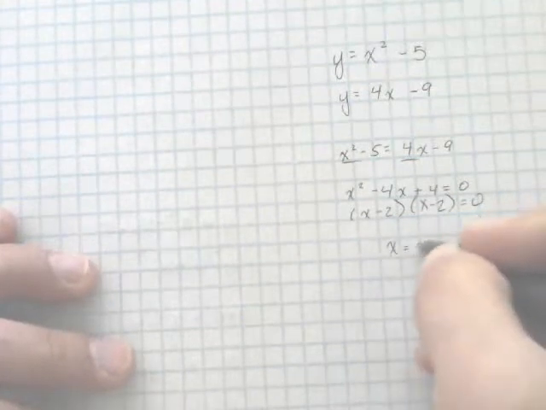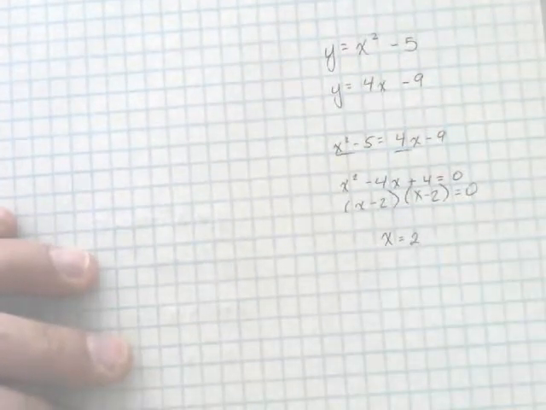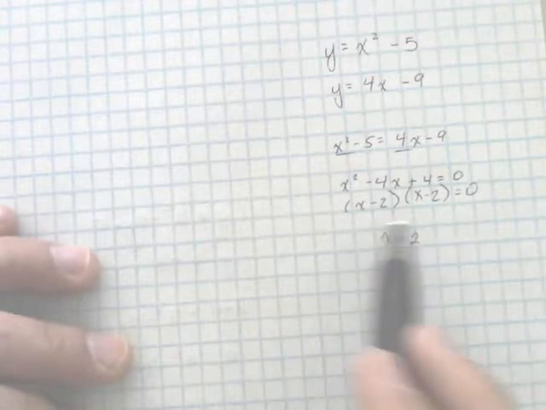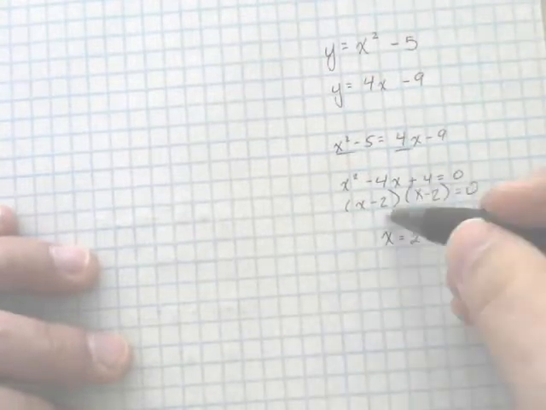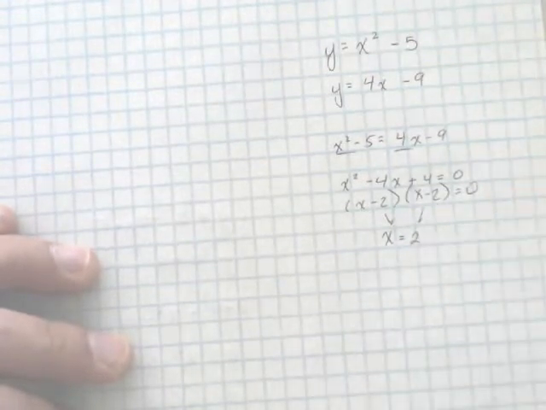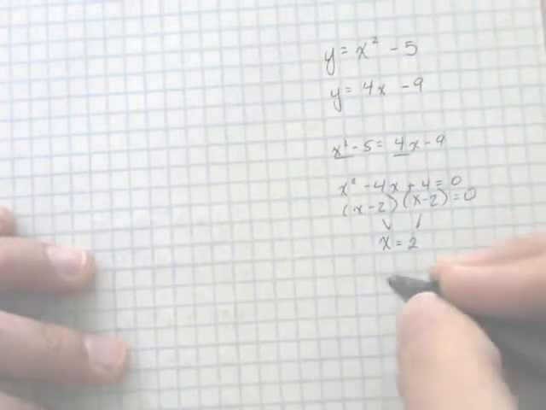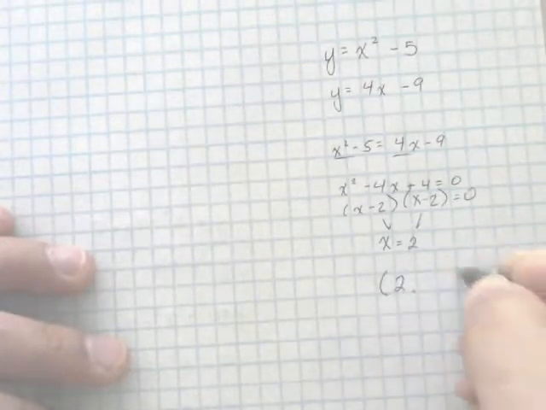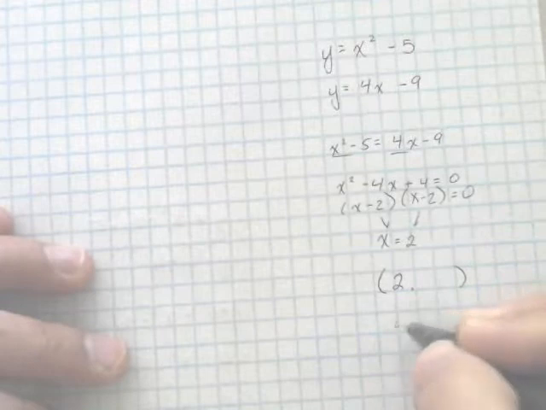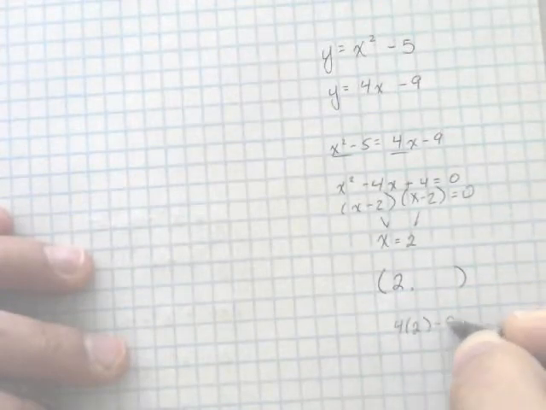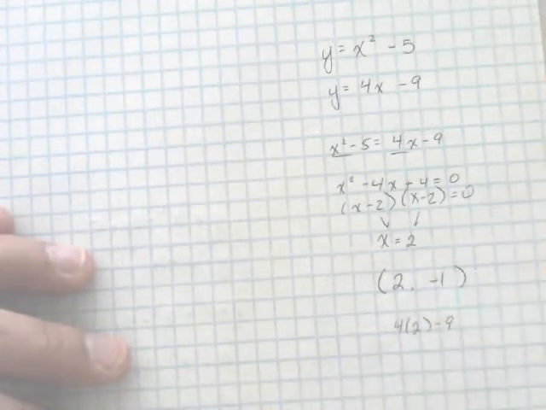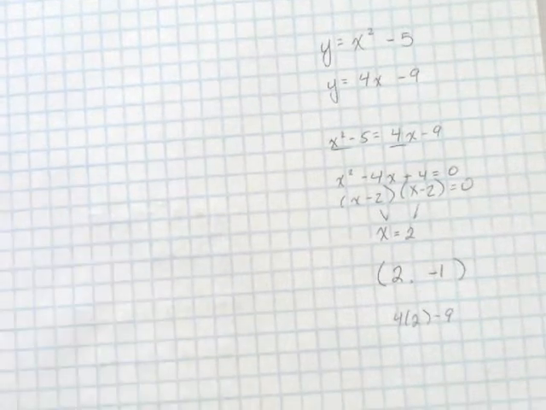Oh, so this is nice because x is just 2. I know there are two sets of parentheses there, but both sets of parentheses lead me to the same answer of 2. So that's my x-coordinate of the intersection point. 4 times 2 minus 9 is negative 1. That is my y coordinate, and that is the point of intersection.